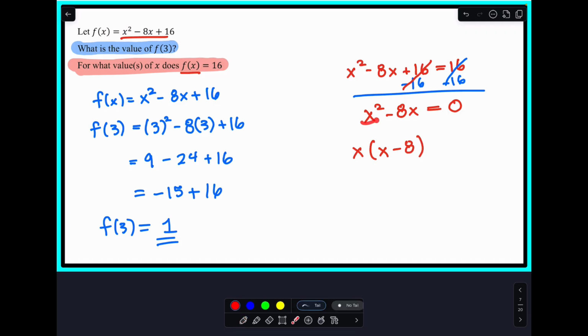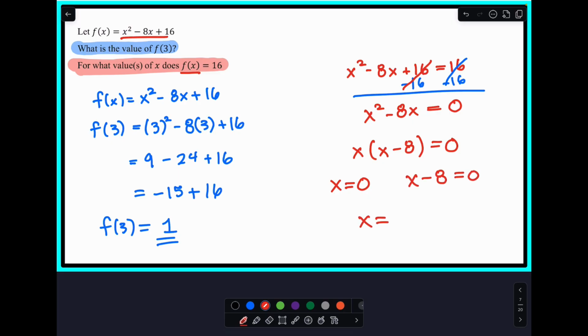So I'm taking an x out of this term, which leaves me x. And I'm taking the x out of this term, leaving me only 8. That's where this x comes from, because I'm taking it out from both of those. This is equal to 0. So by the zero product property, since these two things multiply to give me 0, that means that x is equal to 0 and x minus 8 equals 0.